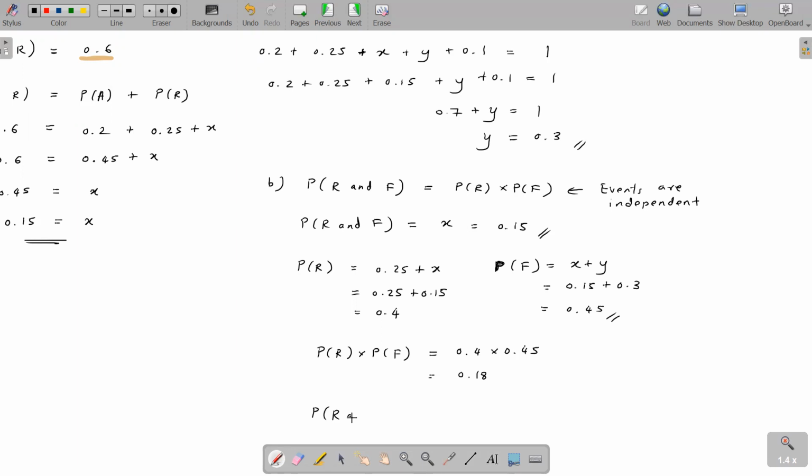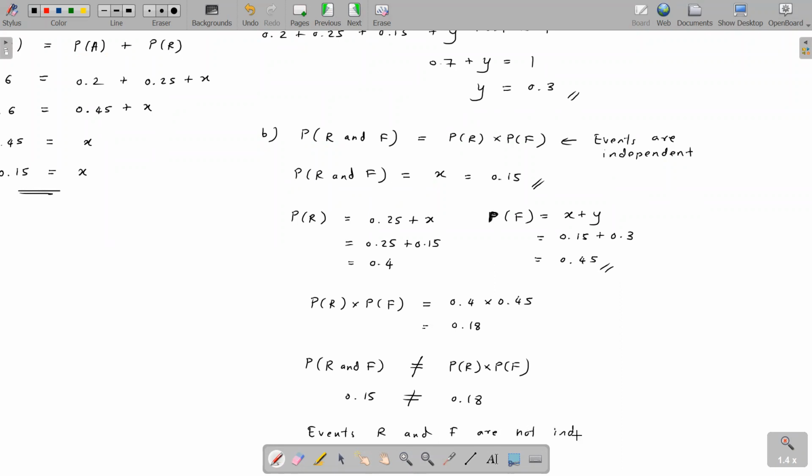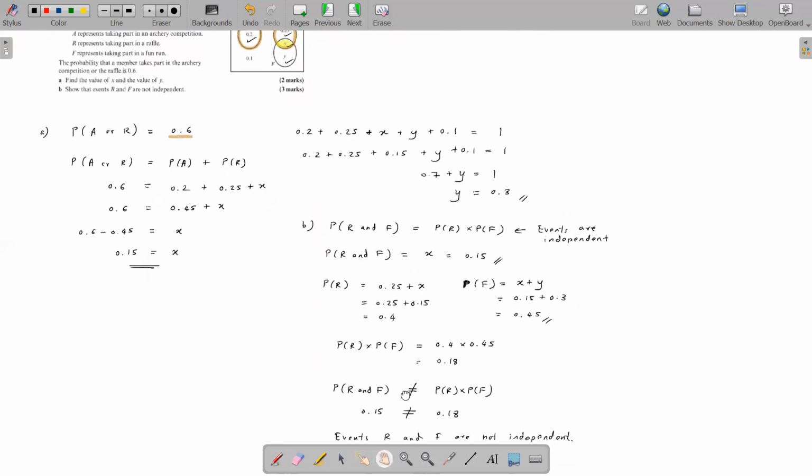So probability of R and F, what do you think? Are they equal? Probability of R times probability of F, are they equal to each other? No, right? Because you can see the probability of R and F is 0.15. So this is not equal to 0.18. Therefore, events R and F are not independent, which means they depend on each other. So that means they have a dependency. Is this clear? Okay, so I hope this part with mutually exclusive events and independent events is clear to everyone.